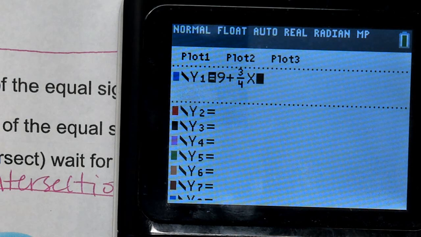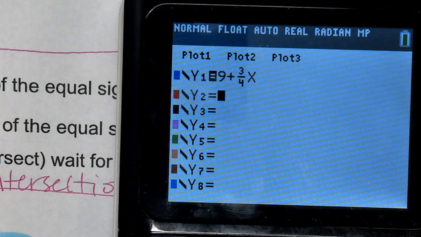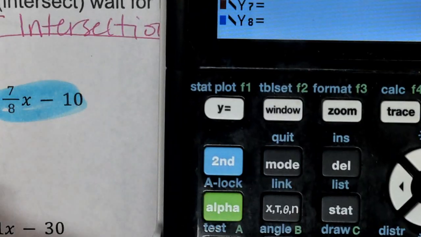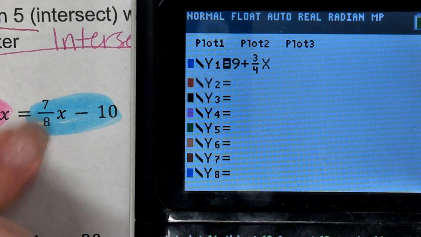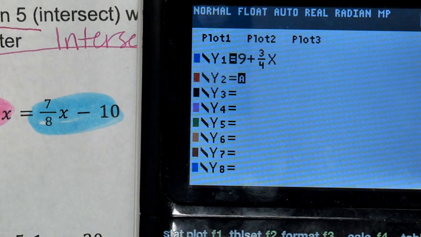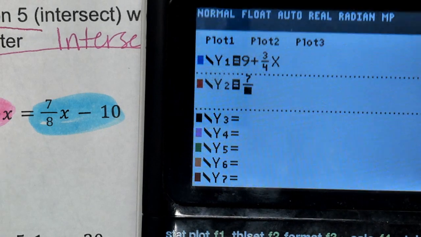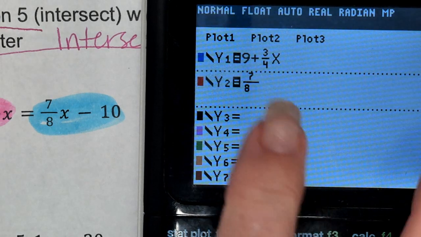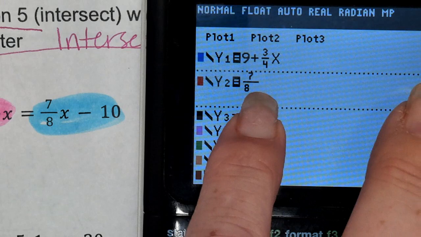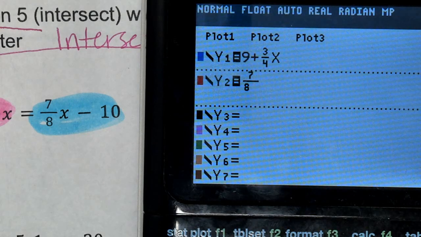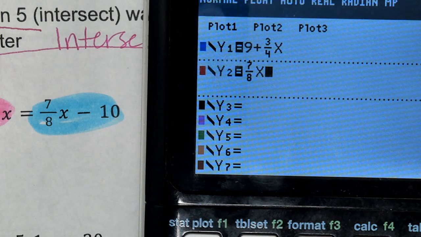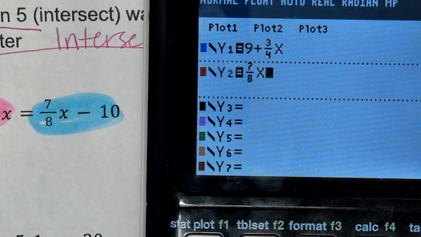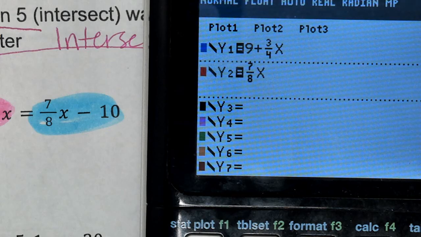Okay, scroll down to Y2. Let's put in the right side. How am I going to put in 7/8? Alpha y equals, option 1. What am I going to do before I type in X? Arrow out, X. And is that a minus 10 or a negative 10? How do you know? Because it's between two things, it has to be a command. So minus 10.